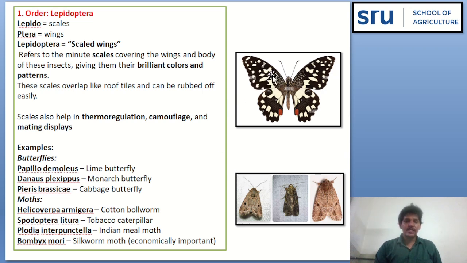Over these wings, there are scale-like structures. It refers to the minute scales covering the wings and body of the insects, giving them brilliant color and pattern. The scales overlap like roof tiles and can be rubbed off very easily. The scales also help in thermoregulation, that is temperature management, camouflage, that is confusing the predators, and mating displays. Examples for Lepidoptera are the butterflies and moths.